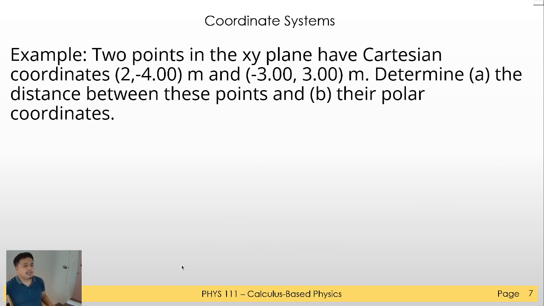So 2 points in the xy plane have Cartesian coordinates 2 and negative 4, and negative 3 and 3. Determine the distance between these points and their polar coordinates.